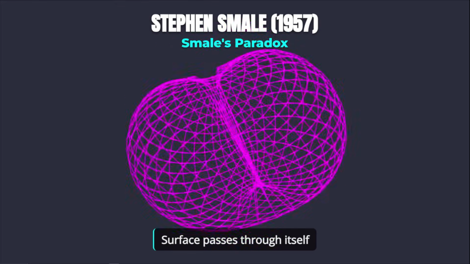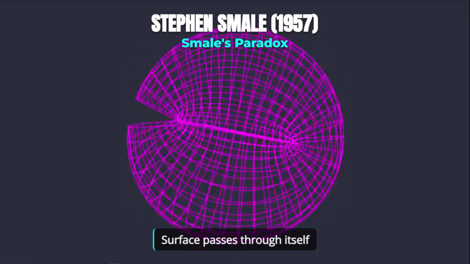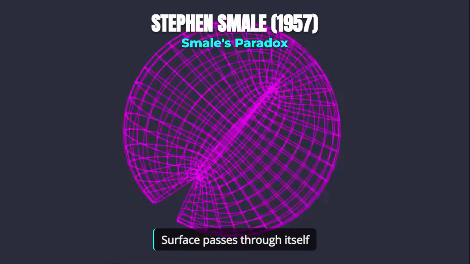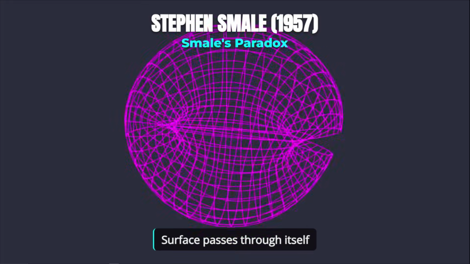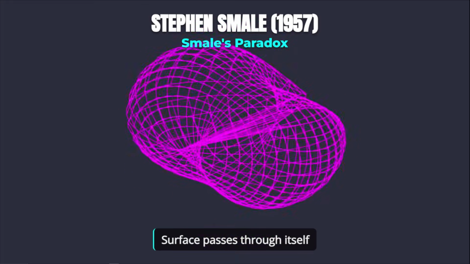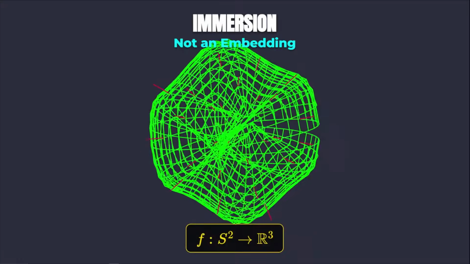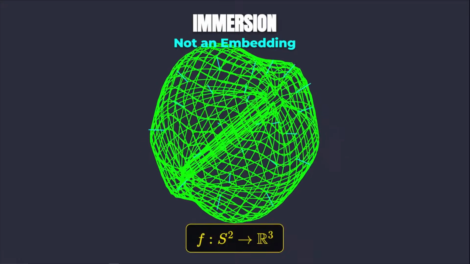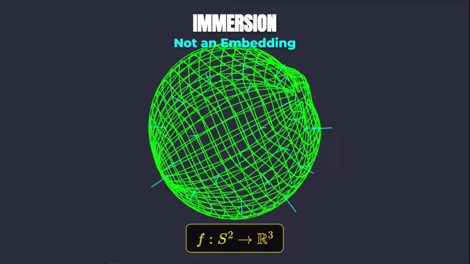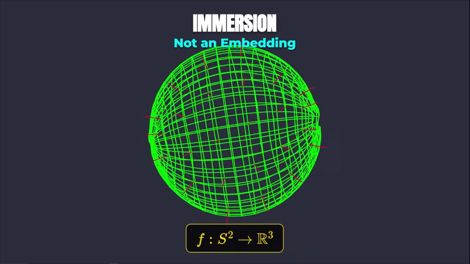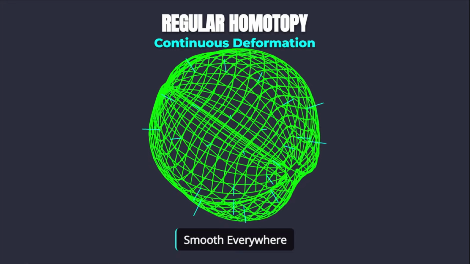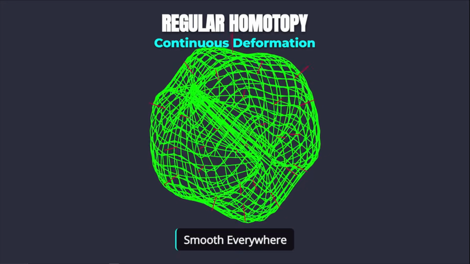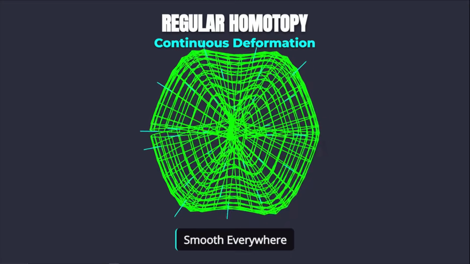Stephen Smale first demonstrated this existence theorem in 1957, shocking the mathematical community because the process requires the surface to pass through itself, temporarily losing its embedding property while maintaining smoothness. This transformation is an immersion, not an embedding, meaning the surface remains locally smooth and differentiable throughout the entire process. The key constraint is maintaining a well-defined tangent plane at every point during the continuous deformation.